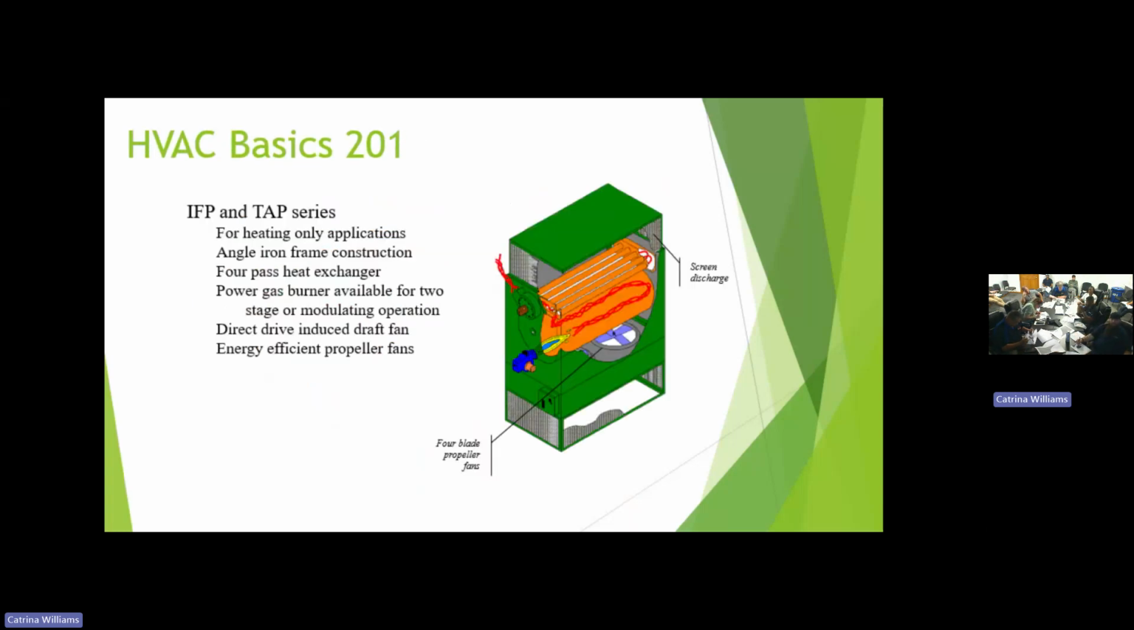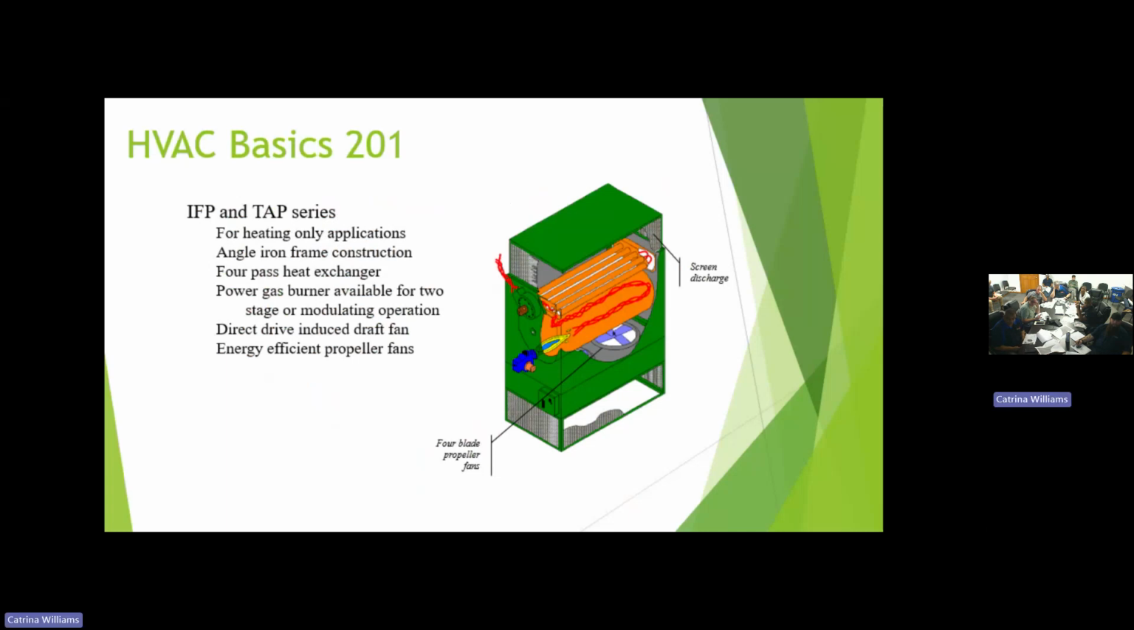So here is a picture of one of our air turnover units. This is the IFB. That's one of the big units that we sell on the air turnover side. It's heating only. You ever see them built out there? It's a very small angle iron framework. The 4-pass exchanger we've talked about: 2 passes through the main drum, 2 passes through the tubes.